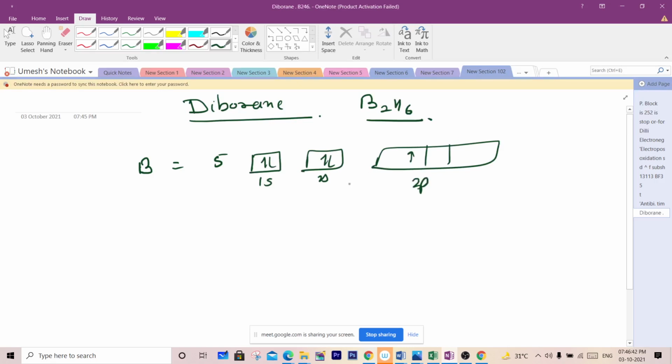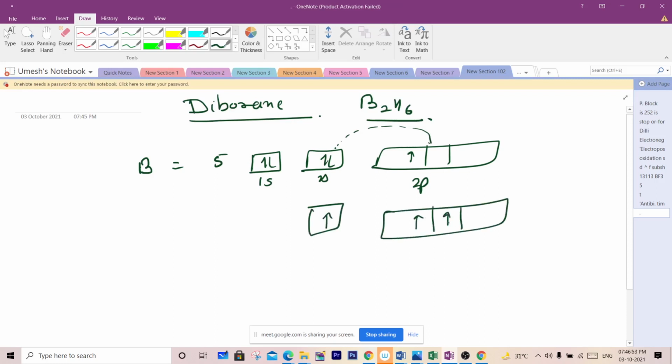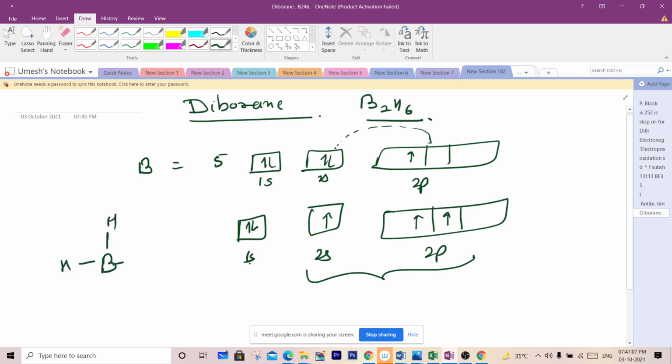If you see this electronic configuration, it has only one electron in the p orbital, and by the excitation of the electron, it can make available 3 unpaired electrons. If it makes 3 unpaired electrons available, it means it can make maximum 3 bonds. BH3 should be formed. But practically we get B2H6. The question arises here: why and how.